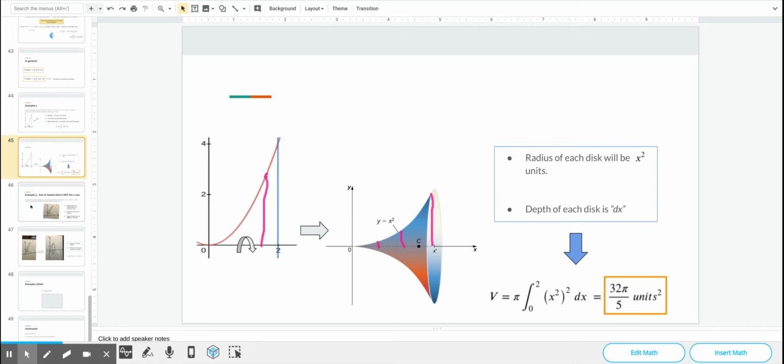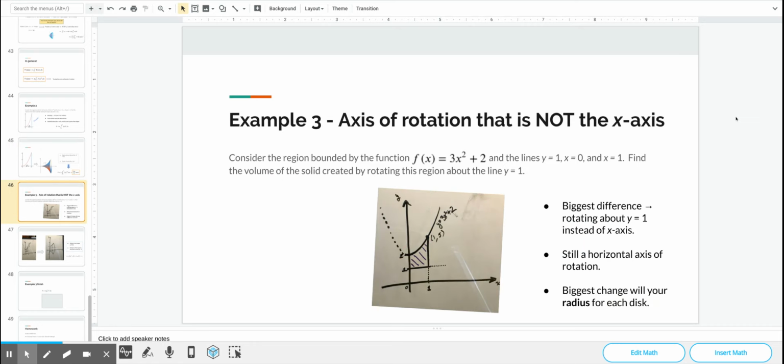Okay, one more. This one's a little bit unique, because this is an axis of rotation that's not the x-axis. So it's a little bit different, but it's not terribly different, so don't think we're getting too complicated here. But there's one major difference that you need to be aware of. I drew some pictures here, so I hope they're okay. They're not going to be the best. I drew some and then took pictures of them and posted them on here.